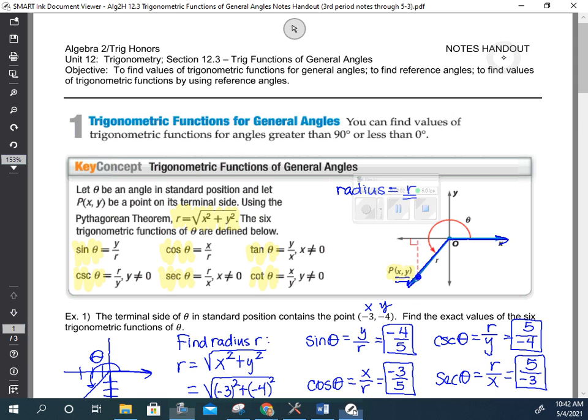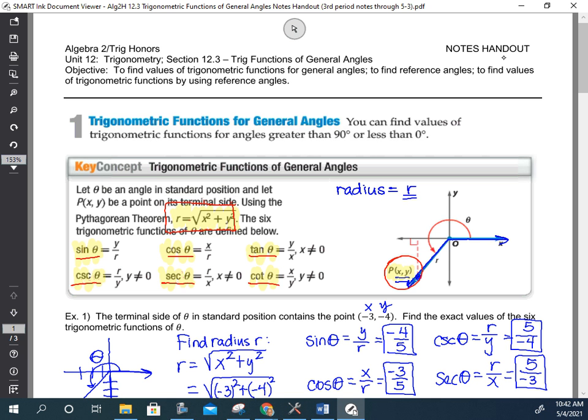So section 12.3. Let's recap where we went with this yesterday. We can do trig if we are given a point that's on a circle. So draw an angle, you have a point. Once you are given that point, find the radius using the square root of x squared plus y squared. And then you can find the trig functions.